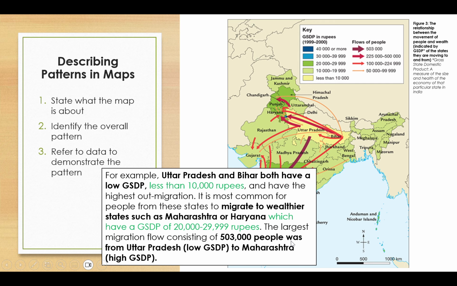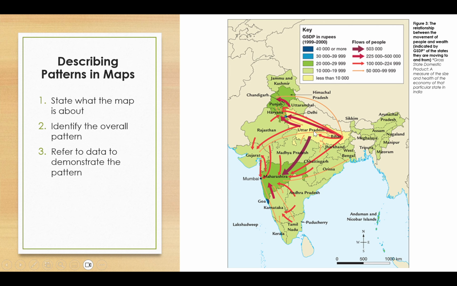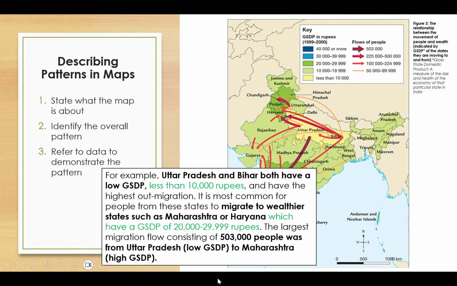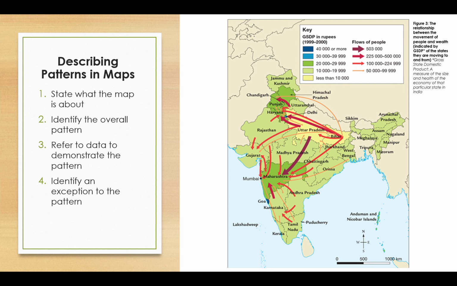I finished off my last sentence here giving a particular example. So I can see this really big arrow which shows the largest movement of people, and that is 503,000 people moving from Uttar Pradesh, low GSDP, into Maharashtra, a high GSDP state. And so by showing that, I have clearly demonstrated my pattern.